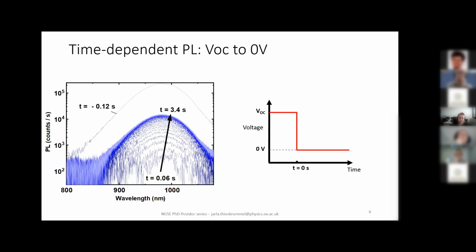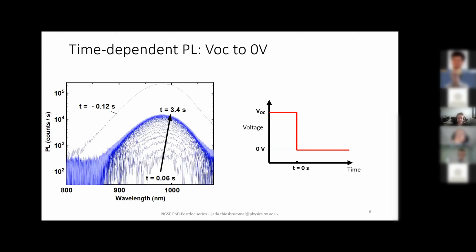So this is depicted here on the right. We start with the device bias at VOC, and we continuously take PL spectra. And then at T0, we switch the device bias to 0 volts. So we switch to short circuit conditions.